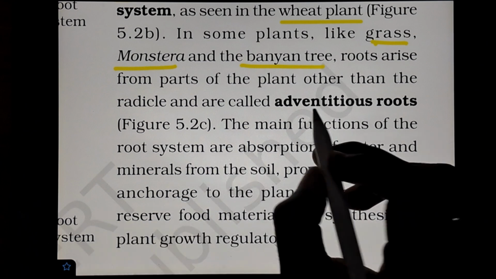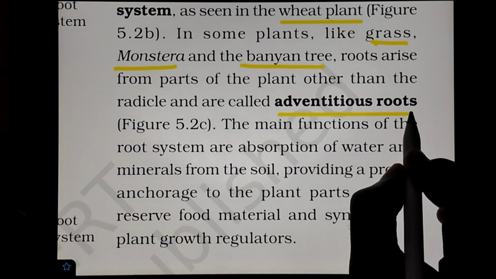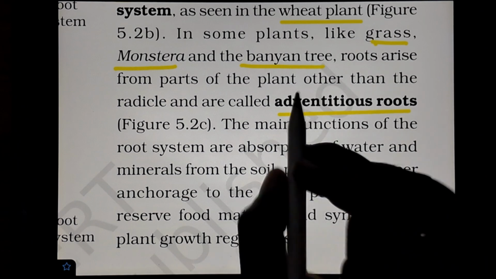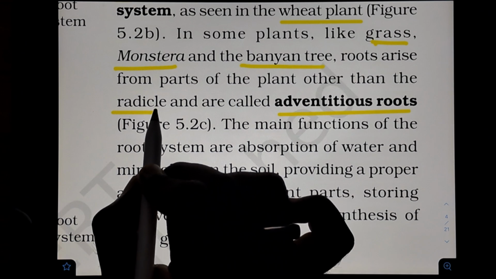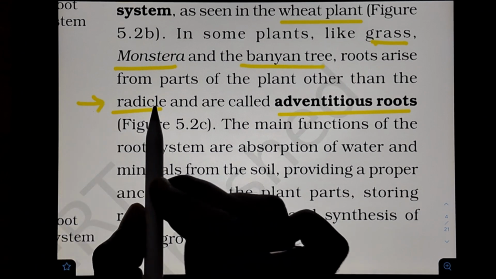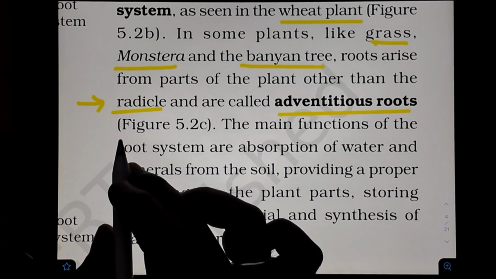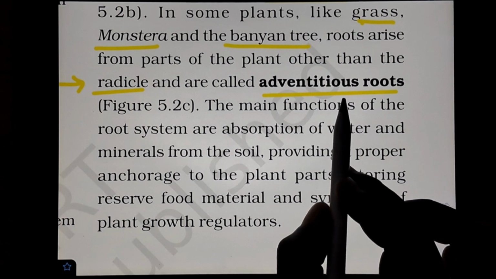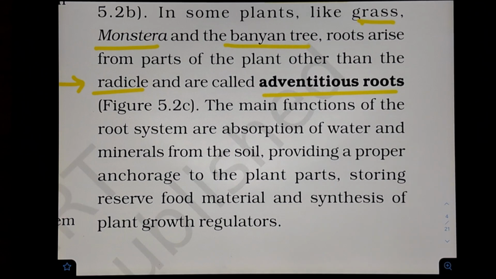Coming to the adventitious roots, these are the roots which come from the parts of the plant other than the radicle. In the fibrous and taproot systems, we have seen that the roots come from the radicle. In the adventitious root, the roots arise from the parts of the plant other than the radicle.